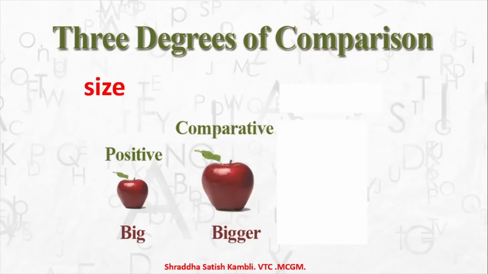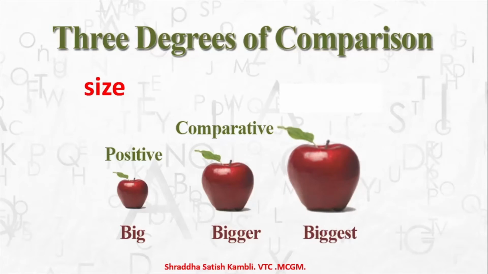Now let's come to the next one, the third apple. Now the third apple is bigger than the first one and the second one also. So the third apple is the biggest. So here you're saying that the third apple is the biggest. There is no other apple which is bigger than the third apple here in this picture. Okay, so the word biggest is the superlative degree. Super. There is nothing which is better than this.